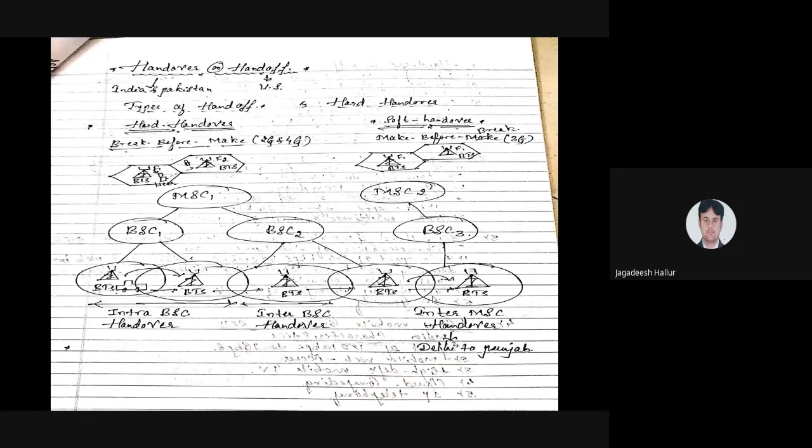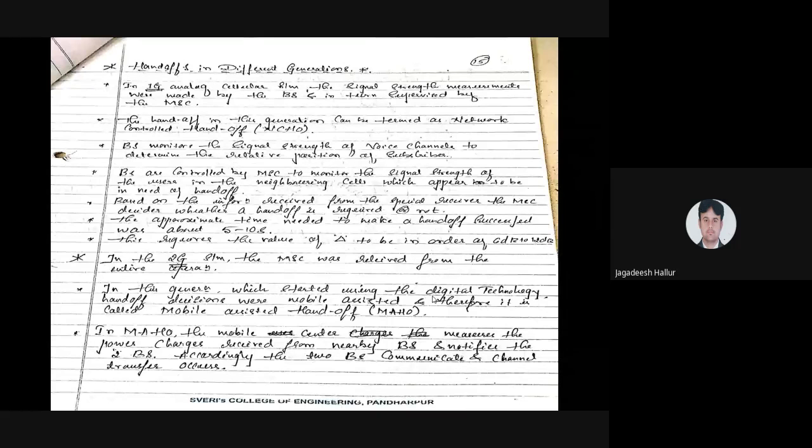This type of handover is called what? Inter MSC handover. Remember this. Next, this is not in your syllabus, but from a knowledge point of view, you have to remember this: handoff in different generations. Already we have studied the generations. First generation, 1G. Second generation, 2G. Third generation, 3G. We are using these in different generations.